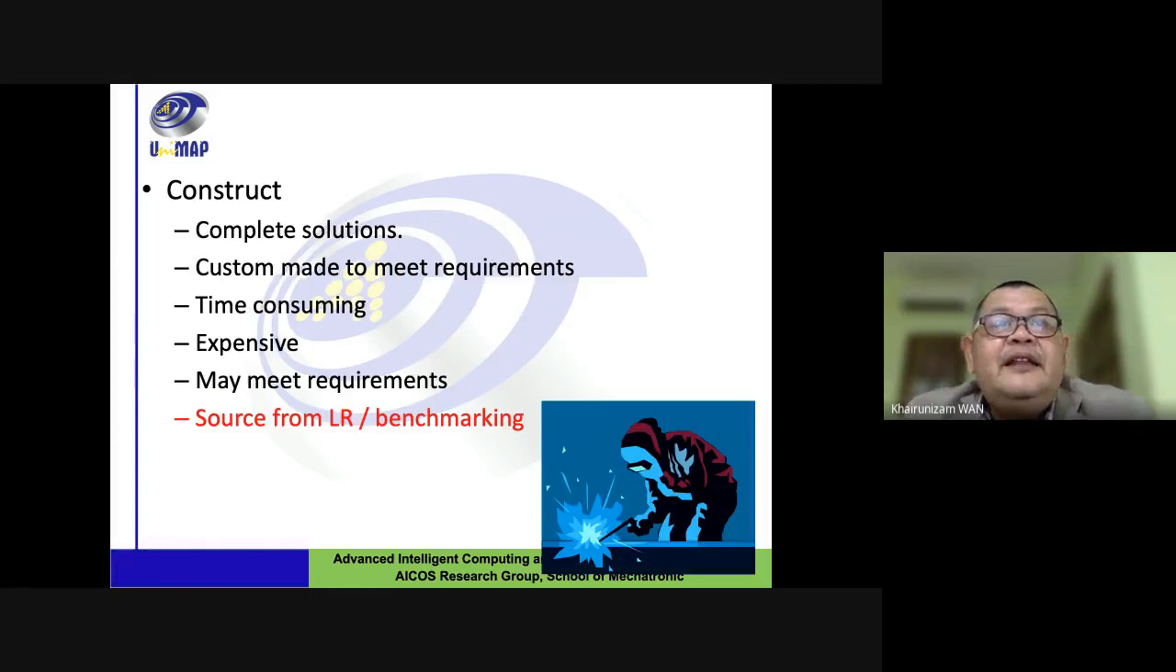So we see the construct method, of course, construct projects are different from the acquire projects: complete solutions, okay? Custom made to meet the requirement, okay? Time consuming, okay? Expensive, may meet requirement. Of course, the source must come from the literature review or benchmarking. Okay? I think now you understand what is the acquire method and what is the construct method, and which method is suitable for the final year projects.